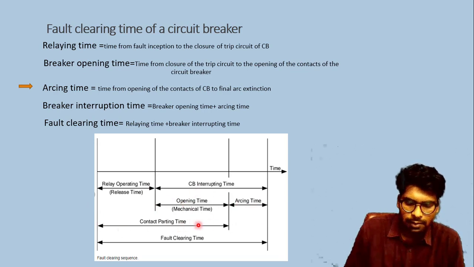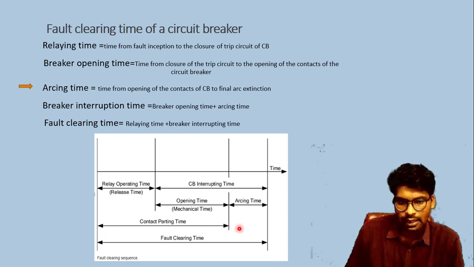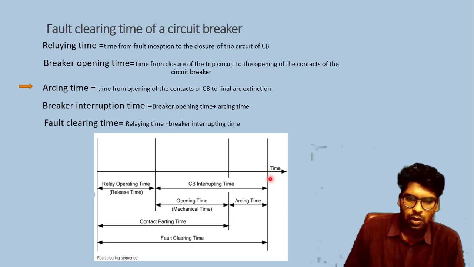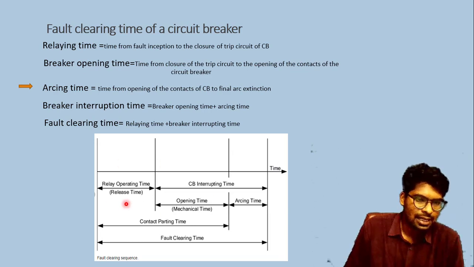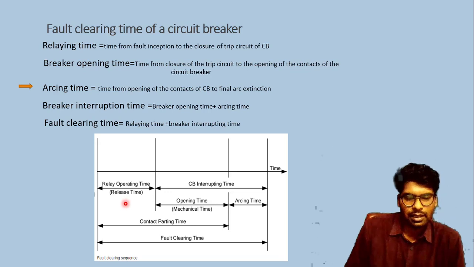Up to here is the contact part time. Up to here the contacts will be together, that is, there is a flow of current in the coil. Even though the arc is present, there will be a flow of current. Once the arc is formed and gets extinguished, the fault is cleared and the circuit breaker is open. The entire time is very small, in milliseconds, so you may not imagine or observe that.